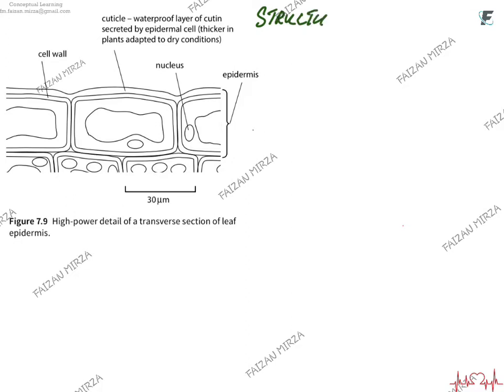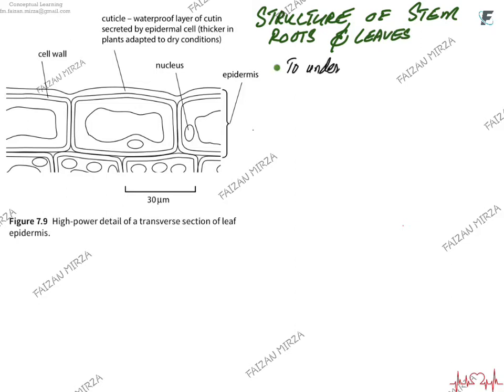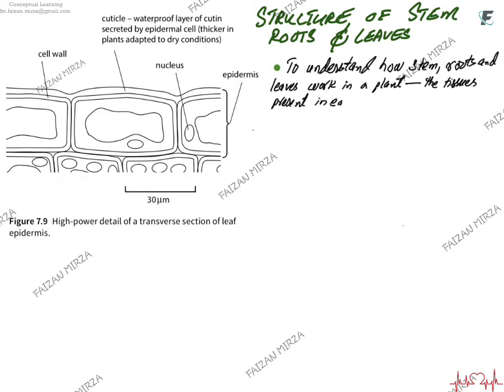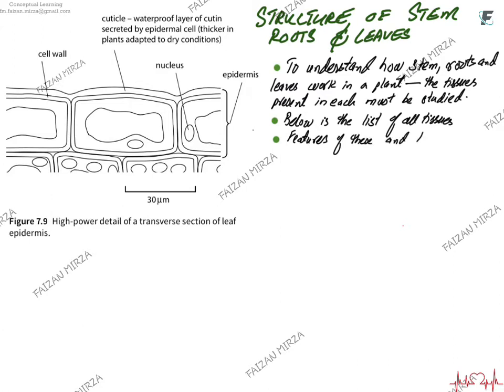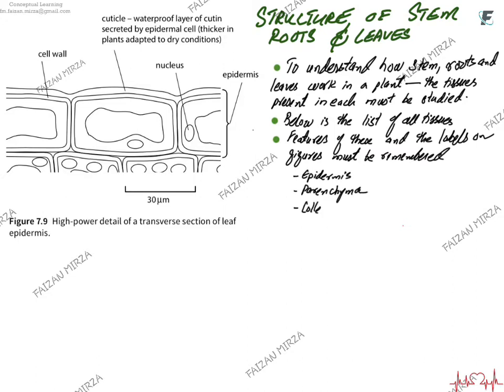To understand how the plants, especially the flowering plants which we are to discuss, are working, we have to follow the structure of stem, the structure of roots and the leaves. And to understand these, the tissues which are present in these structures need to be understood as well. The placement of these cells, where they are present, what they do, where you can label them. Here I am listing down the major tissues which we are to discuss in this chapter. For these tissues, you must remember the labels on various diagrams which will be given to you.